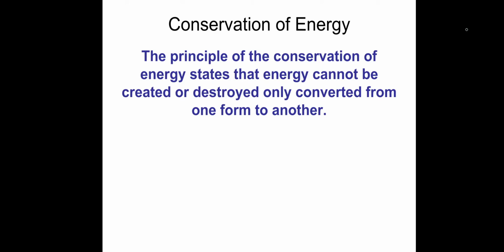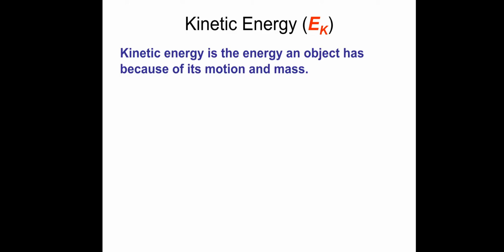So let's move on. And furthermore, please just remember that all forms of energy are, in fact, scalar quantities. So kinetic energy, again from GCSE. Kinetic energy is the energy of an object because of its motion and its mass. So kinetic energy is half m times v squared.